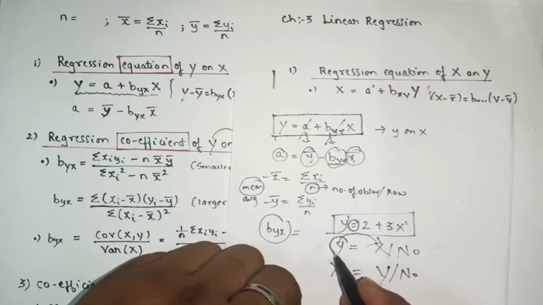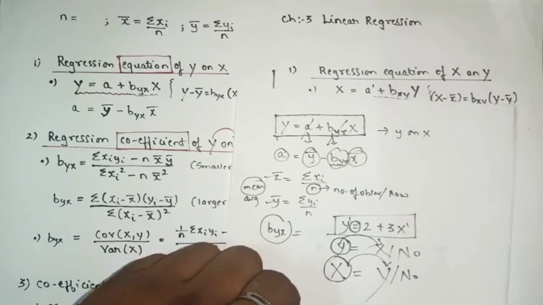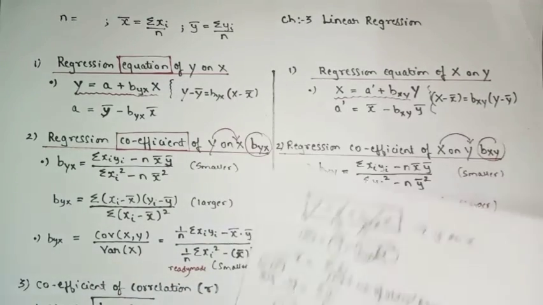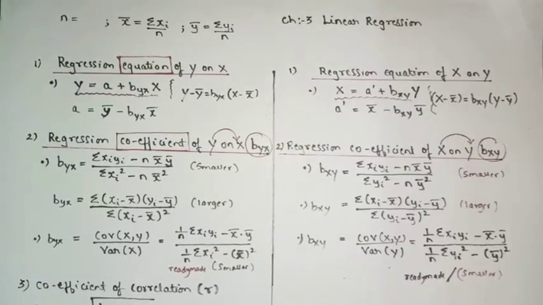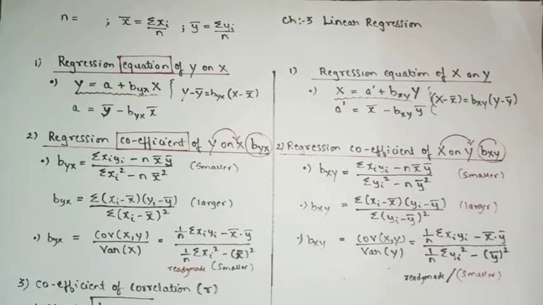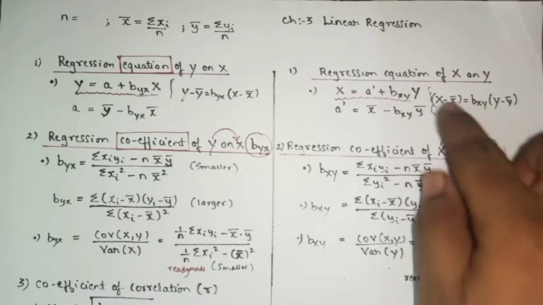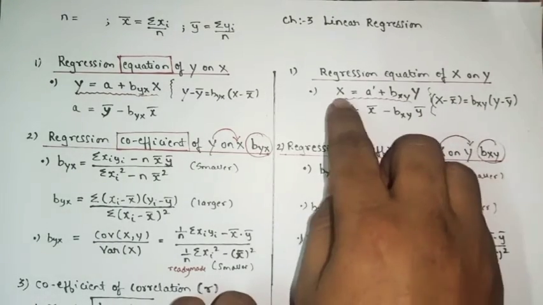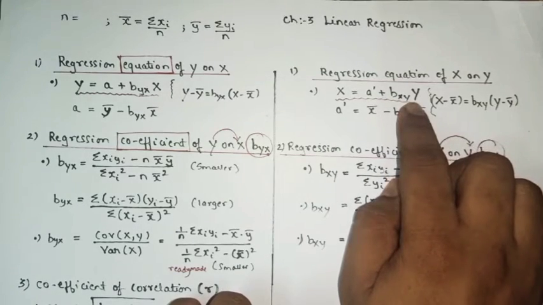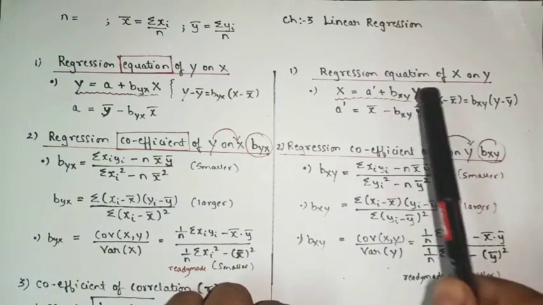When y is there on the left hand side, that means y on x. When x is there on the left hand side, it is x on y. Understood? So in this way you have to find your answer. So here also, when you find x on y, we have the formula for the regression equation of x and y.